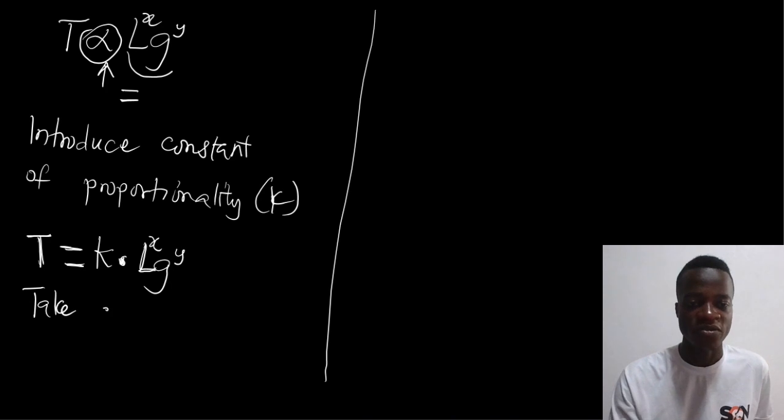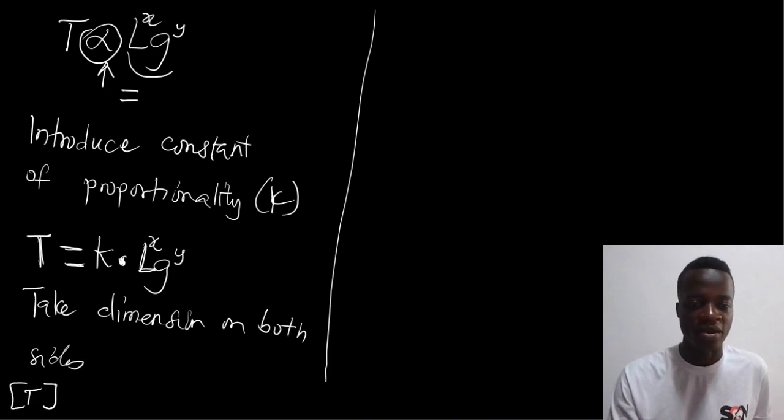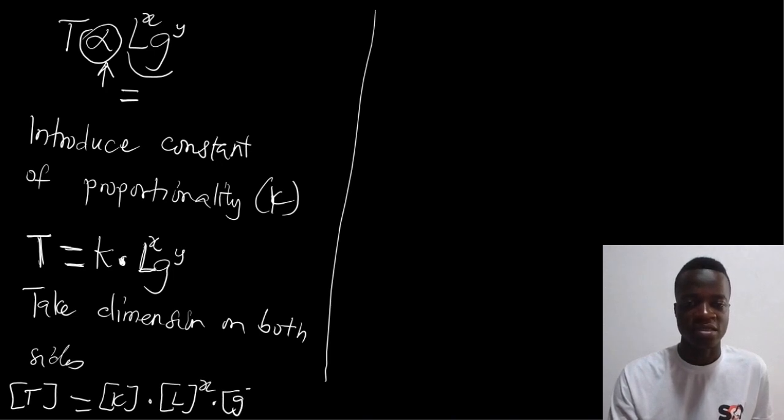So we take the dimension of both sides. It means that the T we have here, which is a period, is equal to the constant k times L, which is the length, to the power x, times g, which is acceleration, to the power y. Okay, let me get to the next line.